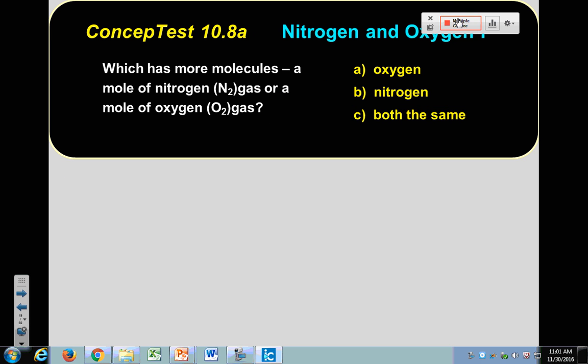Which has more molecules, a mole of nitrogen or a mole of oxygen gas?